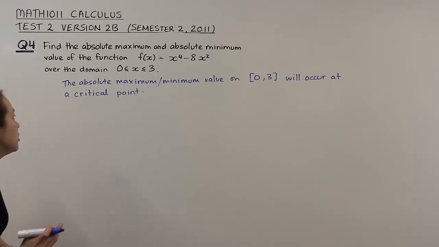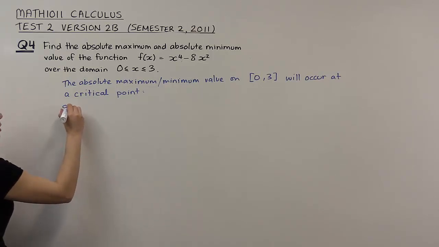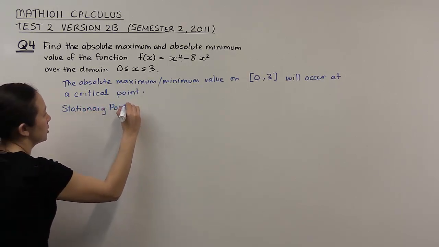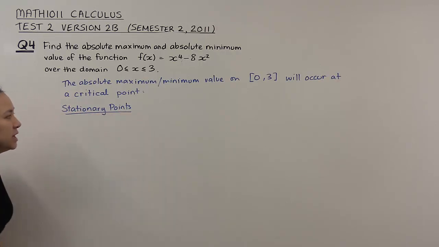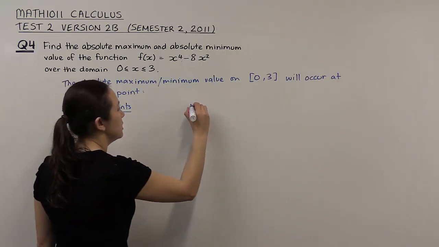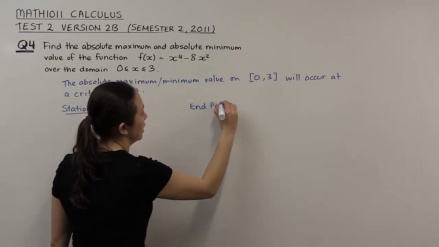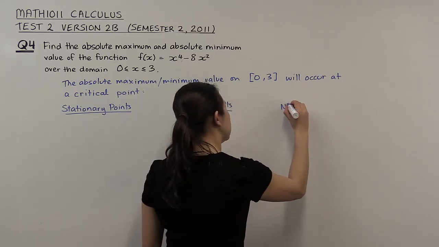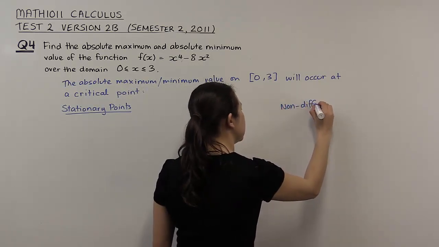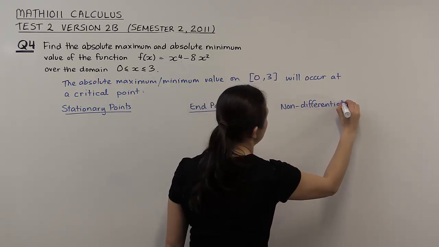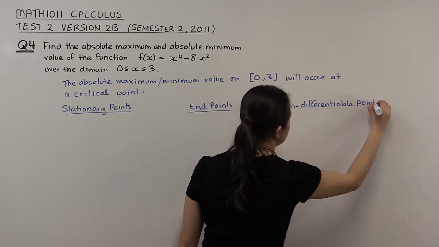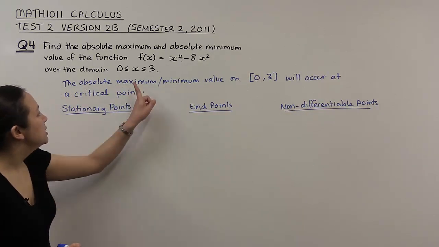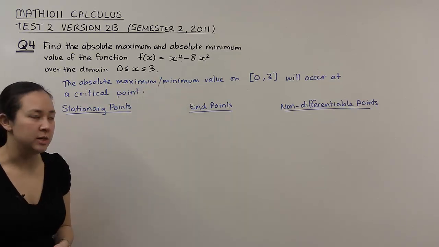So what are the types of critical points you can have? Critical points can be stationary points, so maximum and minimum values can occur when f dash of x is 0. They could occur at the end points, so the highest or lowest values could occur at 0 or 3, or they could occur at points where f dash of x doesn't exist. So let's call them non-differentiable points. They're the only places where you will find the absolute maximum and absolute minimum value.